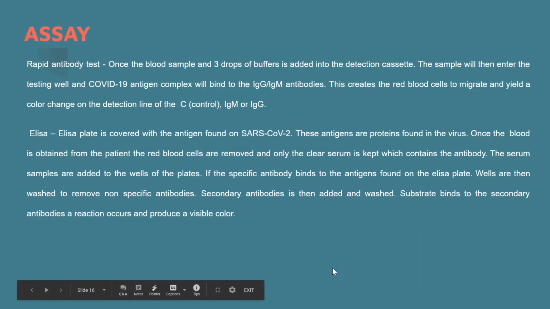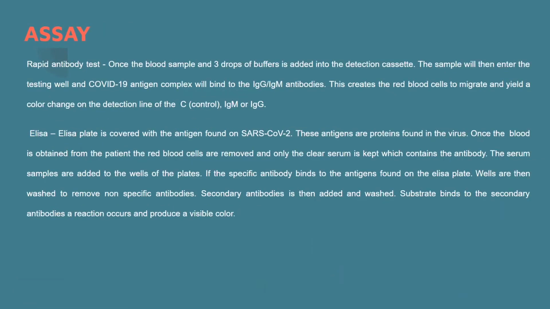The assay for rapid antibody test functions once the blood sample and 3 drops of buffer are added into the detection cassette. The sample will then enter the testing well and the COVID-19 antigen complex will bind to the IgM and the IgG antibody. This causes the red blood cells to migrate and yield a color change on the detection line of the C control, IgM or IgG. For the ELISA, the plate is covered with the antigen found on SARS-CoV-2.